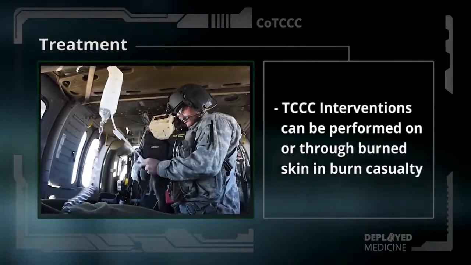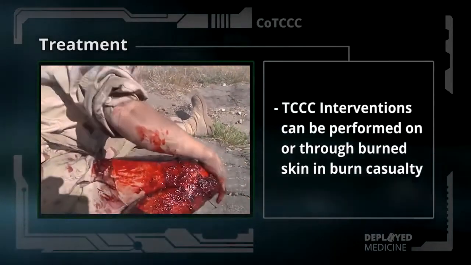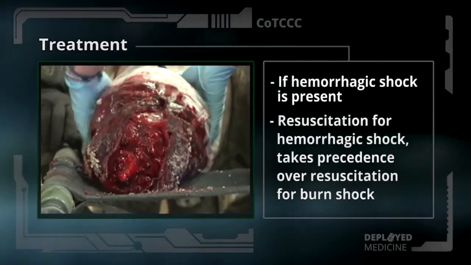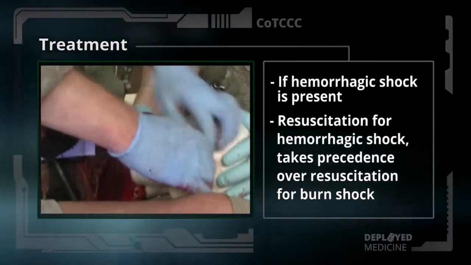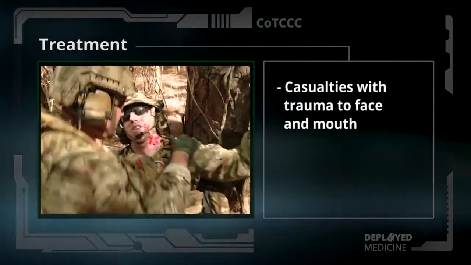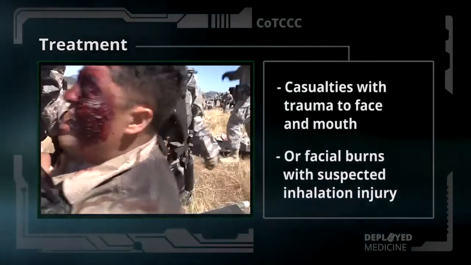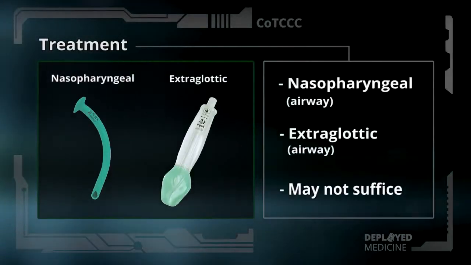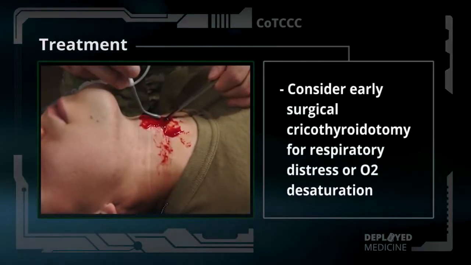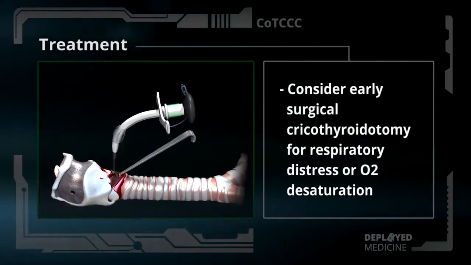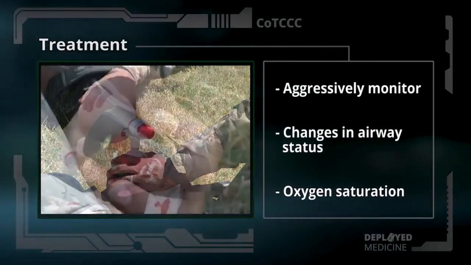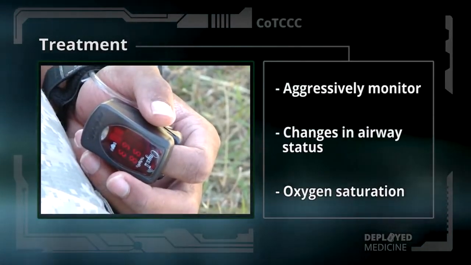All routine TC3 interventions can be performed on or through burned skin in a burn casualty. If hemorrhagic shock is present, resuscitation for hemorrhagic shock takes precedence over resuscitation for burn shock. For casualties with trauma to the face and mouth, or facial burns with suspected inhalation injury, nasopharyngeal airways and extraglottic airways may not suffice. Consider early surgical cricothyroidotomy for respiratory distress or O2 desaturation. Aggressively monitor for any changes in airway status or oxygen saturation.